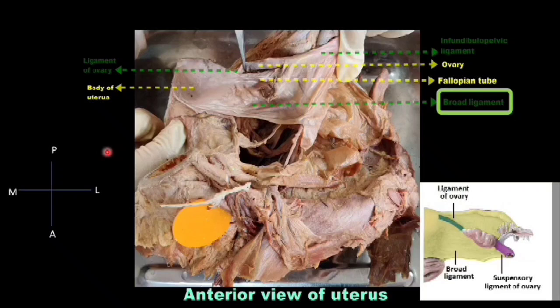This gross image is showing the anterior view of uterus. You can see the body of uterus, the fallopian tube and the ovary. And behind the fallopian tube, you can see the ligament of ovary. And from the ovary to the lateral pelvic wall, you can visualize the infundibulopelvic ligament. You can see the broad ligament of uterus.